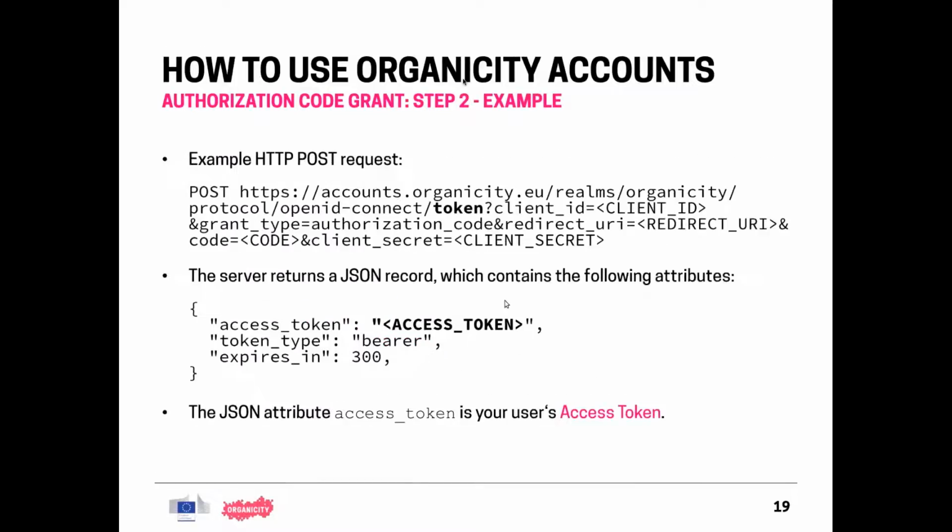This could look like this. It's an HTTP POST to this token endpoint with all these query parameters. And if this query is successful, then the server responds with a JSON record, which looks like this, and it contains an attribute called access token. Exactly this attribute access token is finally the access token which you can use to push an asset, for example. You see here it expires in 300. 300 is seconds, so the token expires in 5 minutes.